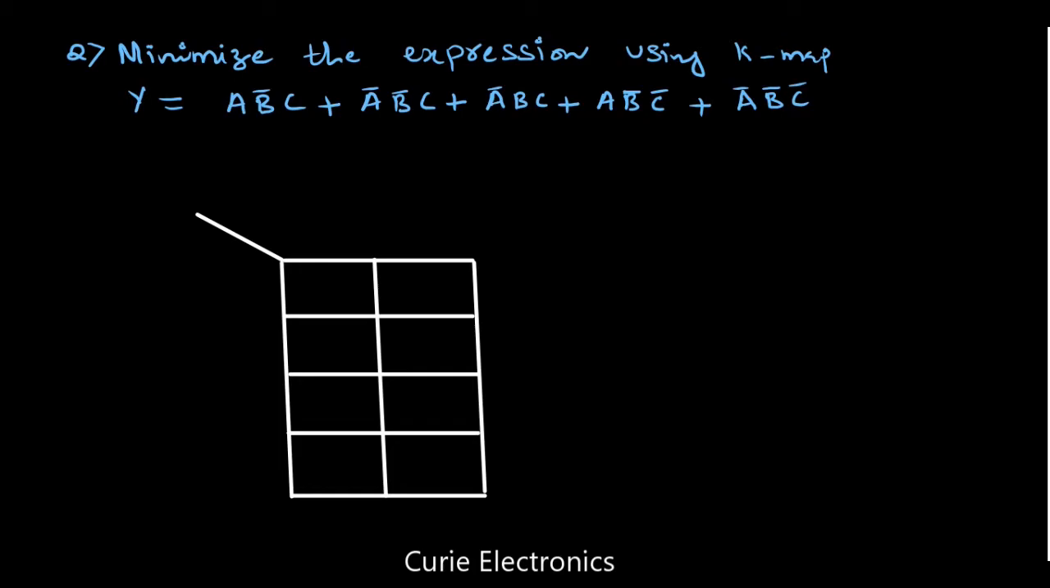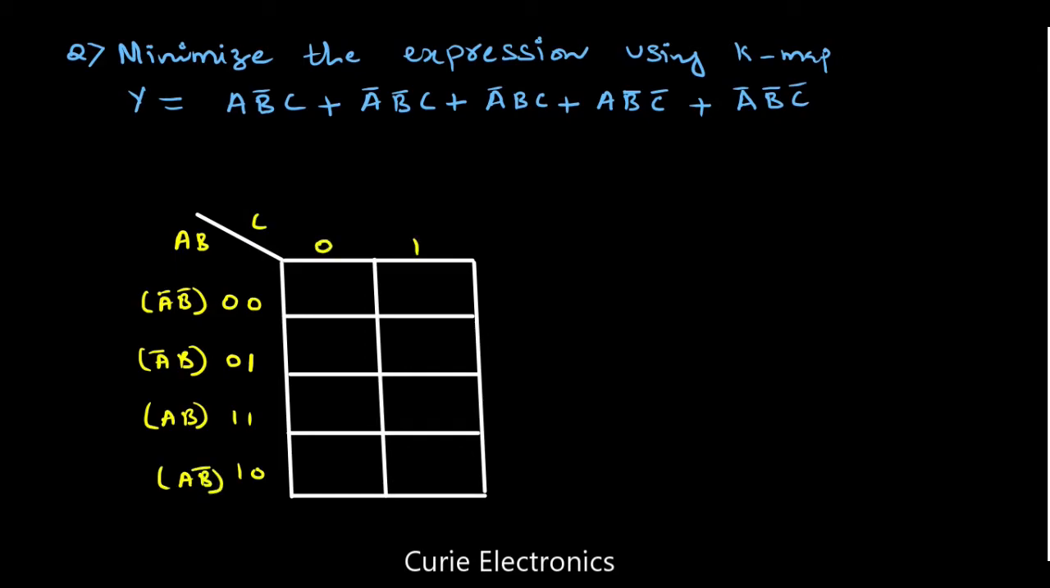Now let's write it as A, B, C. So AB can take the combinations 0 0, 0 1, 1 1, 1 0. Or we can write it as A bar B bar, A bar B, right? Next is AB, which means both A equal to 1, B also equal to 1. Next is 1 0, A B bar. C can take only 2 values, either 0 or 1, that is C bar or C.